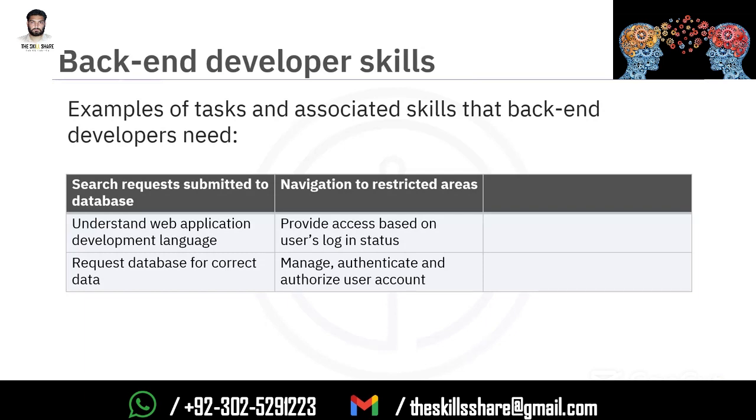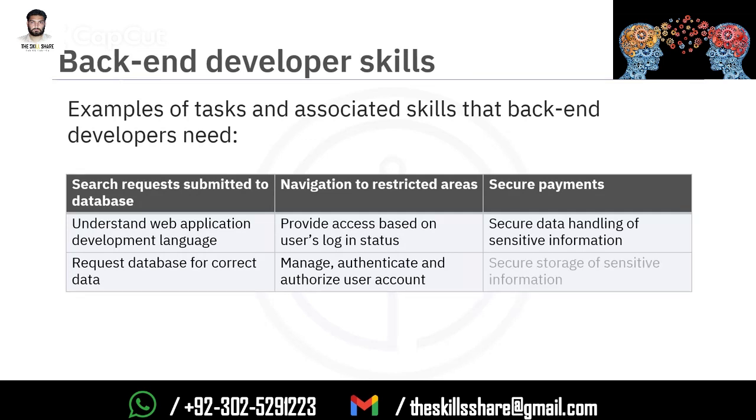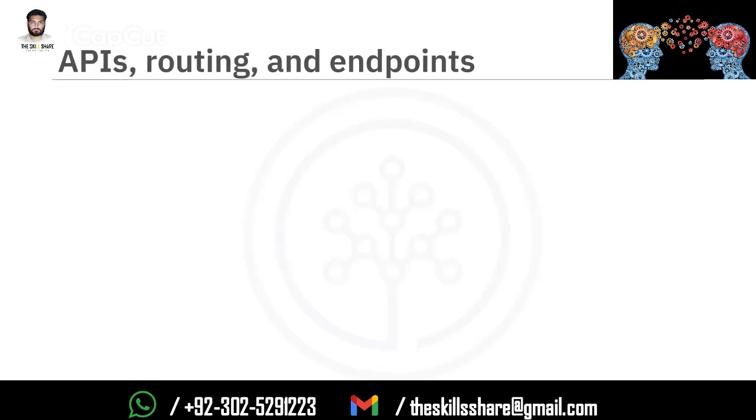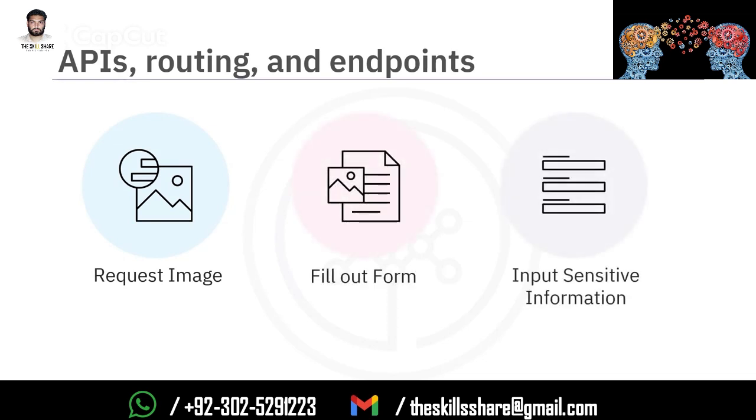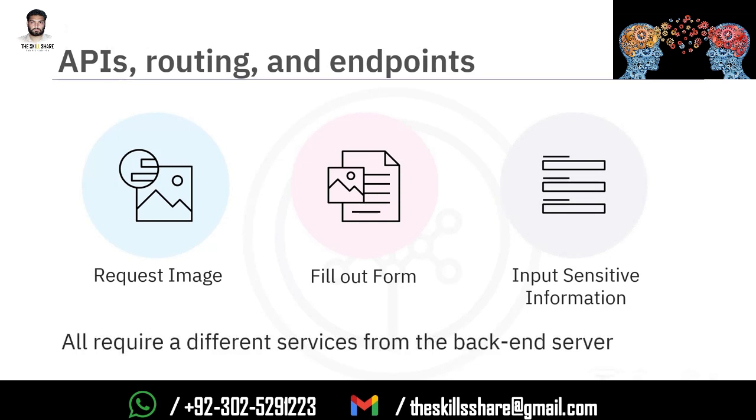Once you've decided what you want to purchase, you must add it to your cart and make a payment. The purchase process requires you to submit sensitive information, such as your address and credit card number, and the back-end developer must ensure that this data is securely handled and stored. Front-end client interactions, whether a request for data like an image, accepting input from a user filling out a form, or securing sensitive information like a credit card number, all require different services from the back-end server. Each request needs to interact with the back-end in a different way.